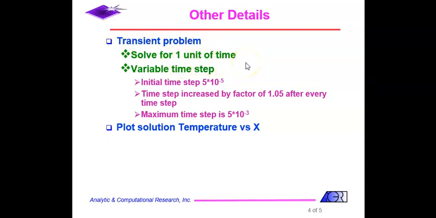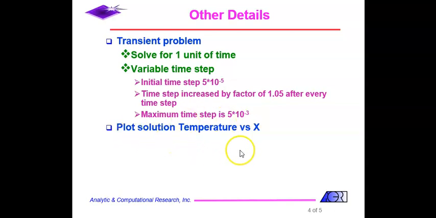Initially, there is rapid change in the concentration near the right boundary. As time increases, this rate of change decreases. So, as we solve the problem, we can afford to increase the time step. With an initial time step of 5 times 10 to the power minus 5, the time step is increased by a factor of 1.05 after every time step. The maximum time step is limited to 5 times 10 to the minus 3.